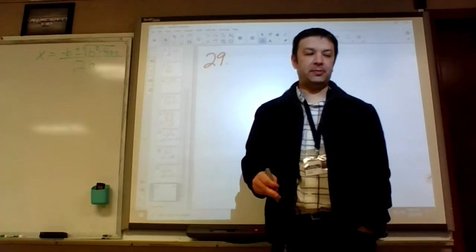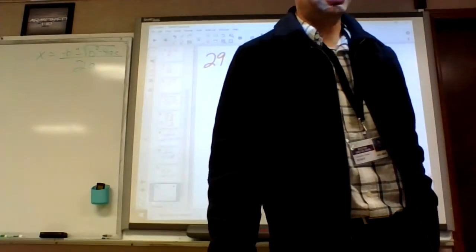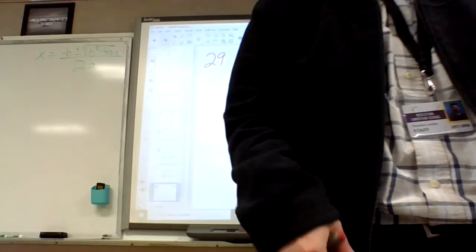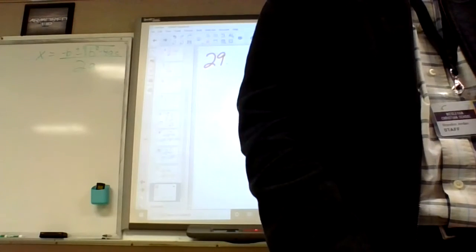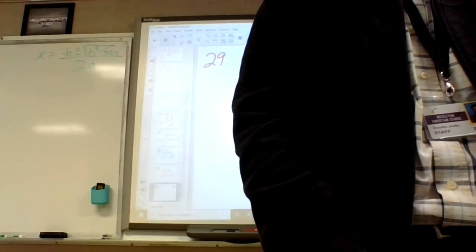The reason we skipped completing the square is because the quadratic formula is completing the square simplified, so it's not terribly useful.